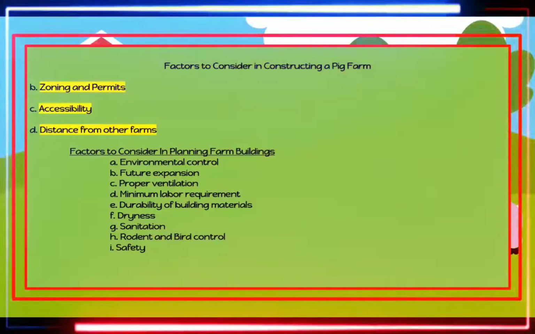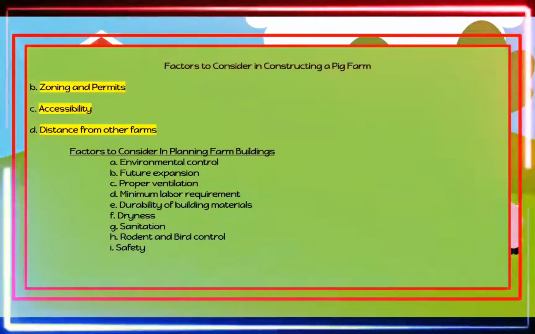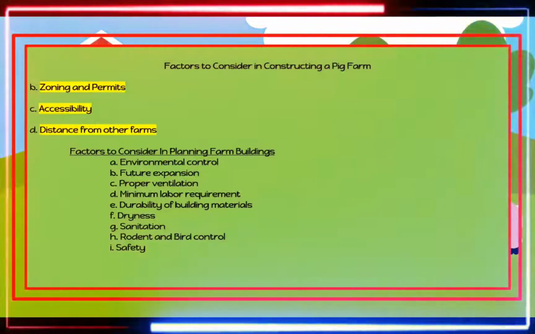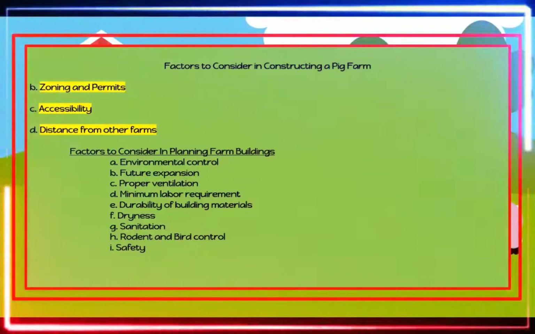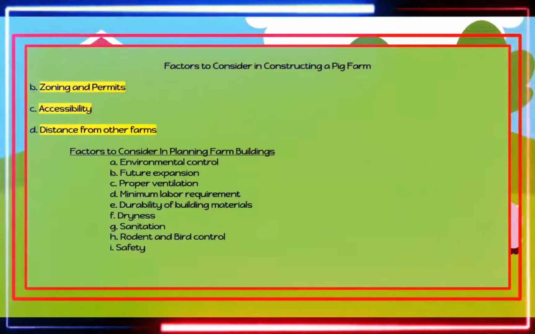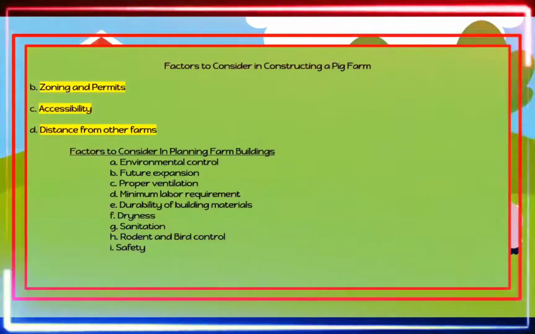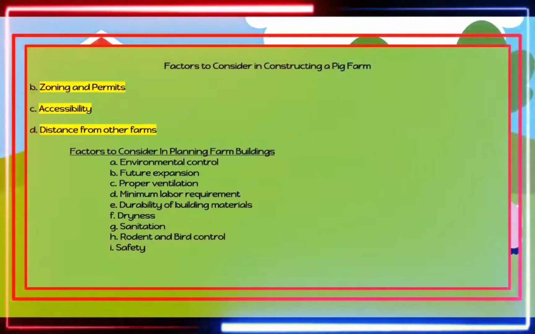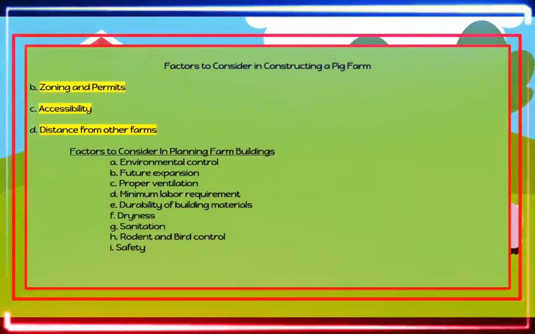Factors to consider in planning farm buildings. A. Environmental control. B. Future expansion. C. Proper ventilation. D. Minimum labor requirement. E. Durability of building materials. F. Dryness. G. Sanitation. H. Rodent and bird control. I. Safety.